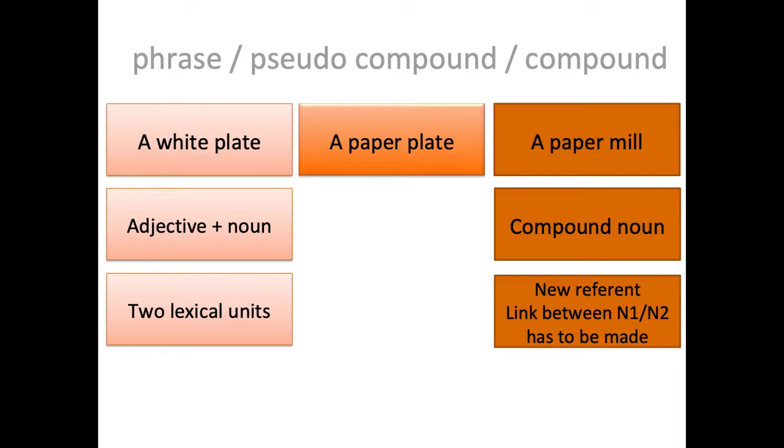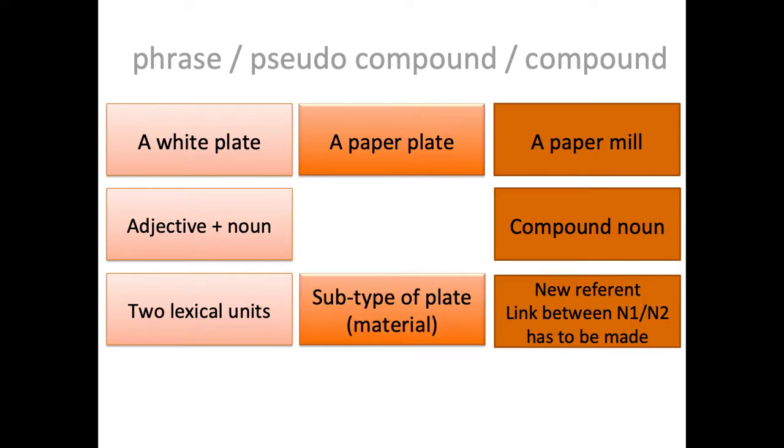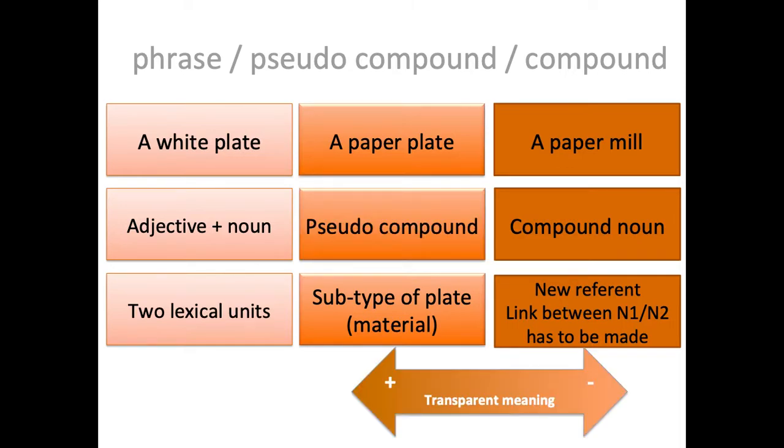Now, a paper plate is a little bit different. It's definitely more transparent than a paper mill, right? It just means a plate made up of paper. So we call these compounds pseudo-compounds because they're much more transparent than real compounds.